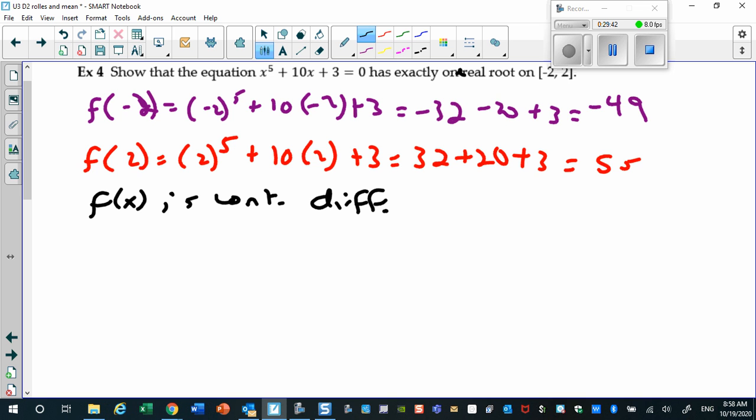So here's the deal, ladies and gentlemen. I know that I have to cross the x-axis between 1 and 2, or between -2 and 2. I know that because of IVT. To get from negative 45 to 55, I have to cross the x-axis. That's right there. So by IVT, I know that I'm going to cross. Question is, do I cross more than once?